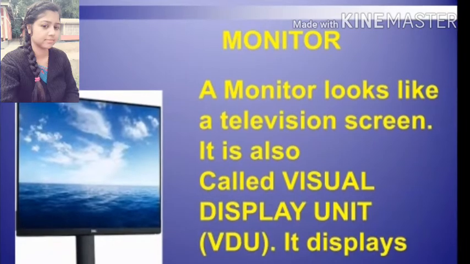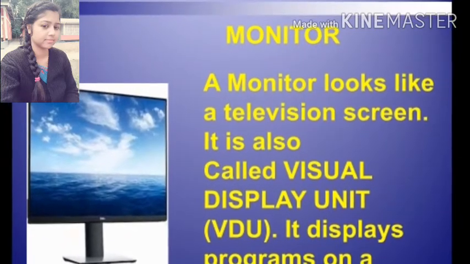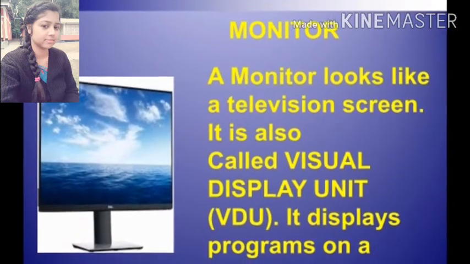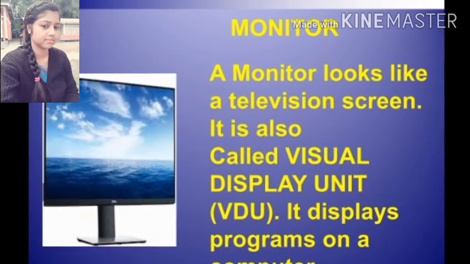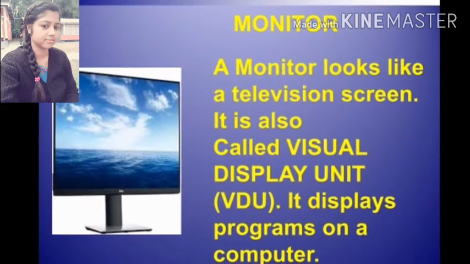So monitor. A monitor looks like a television screen. It is also called visual display unit, and the short form is VDU, and it displays programs on a computer.